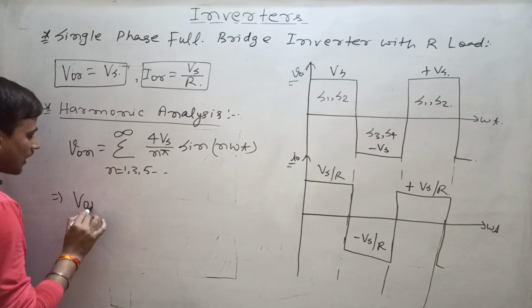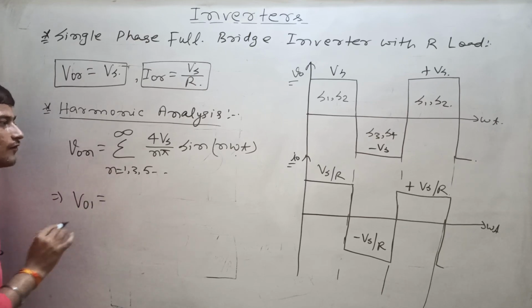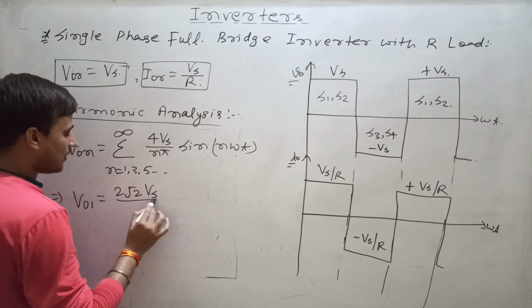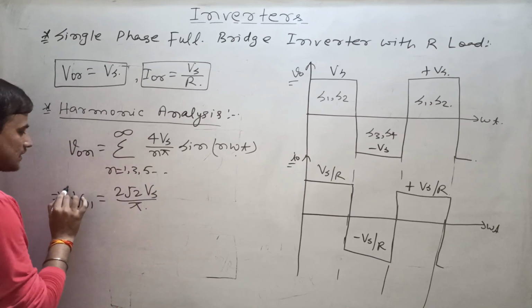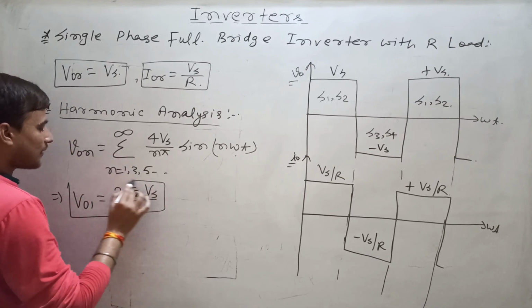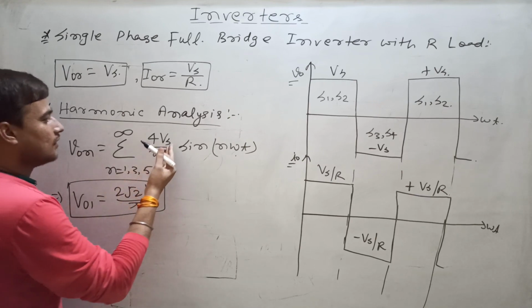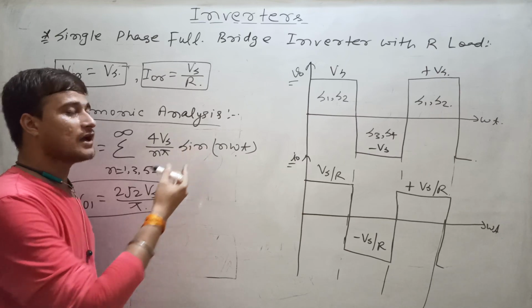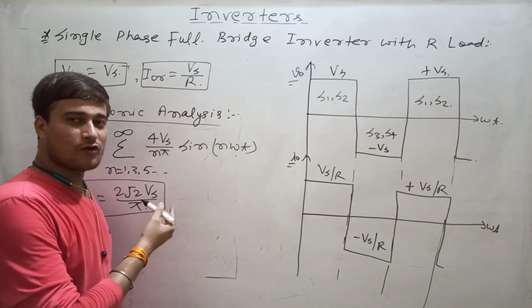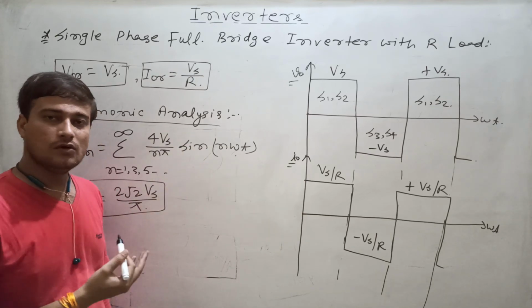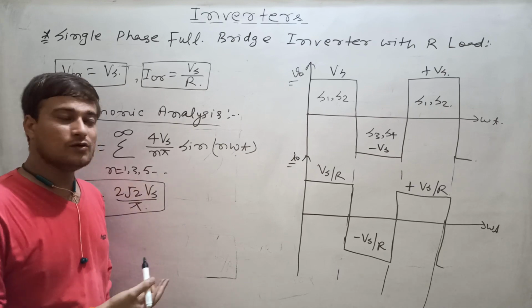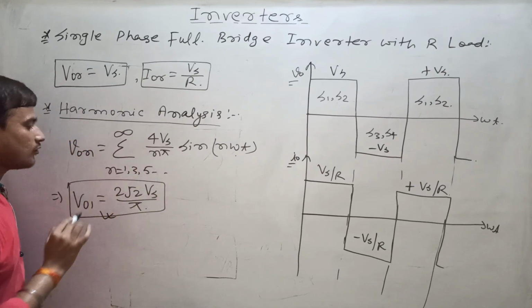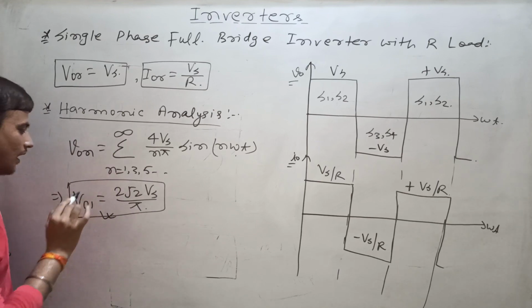From here, if you write the RMS value of fundamental waveform, it will be equal to 2 root 2 Vs divided by pi. Why am I writing 2 root 2? Because here if you put n equal to 1, you will get 4 Vs by pi into sin omega t. So 4 Vs by pi will be the peak value. If you have to find the RMS value, you will have to divide by root 2. So from here you get V01 equal to 2 root 2 Vs by pi.